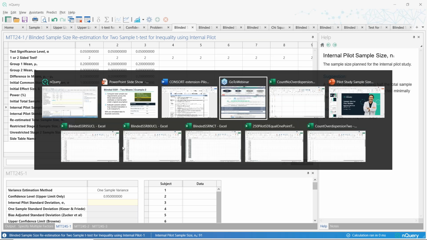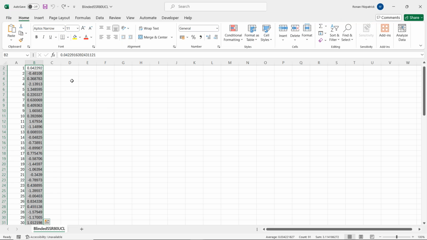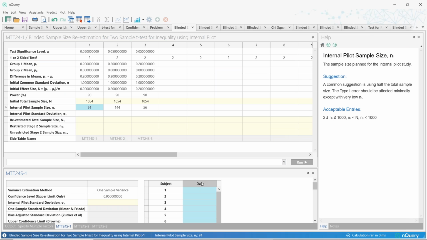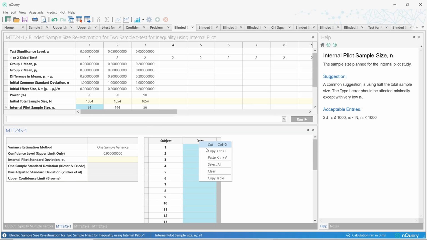So what I've done here is simulate some data for these 4 scenarios. I have 91 here. I've simulated 2 normal distributions, one with a mean of 0, one with a mean of 0.2, and both with a standard deviation of 1. I'm going to take these values and copy and paste them into this helper side table here. Rather than putting this in directly, this tool, the side table, allows you to calculate based on actual internal pilot data. Or in theory, you could do this for actual pilot data if you wanted to use this tool compared to the other tables I showed earlier.